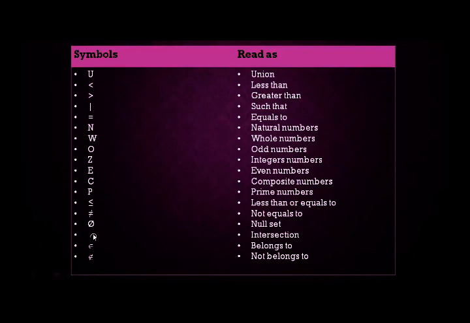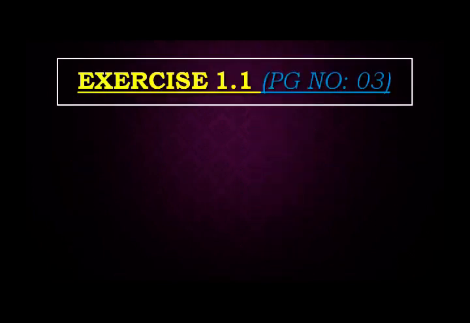This is intersection, opposite U. This ∈ represents belongs to and this ∉ represents not belongs to. So these all are the symbols and how we will read them we have discussed in these slides. It will also help you in the set builder notation method.